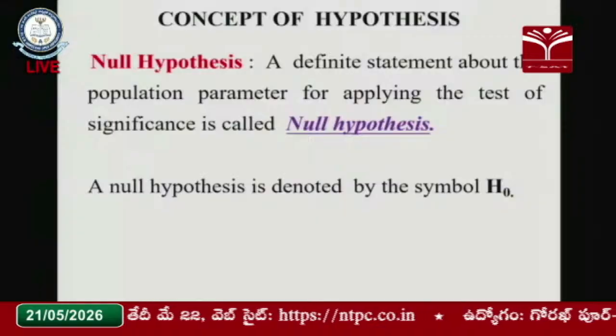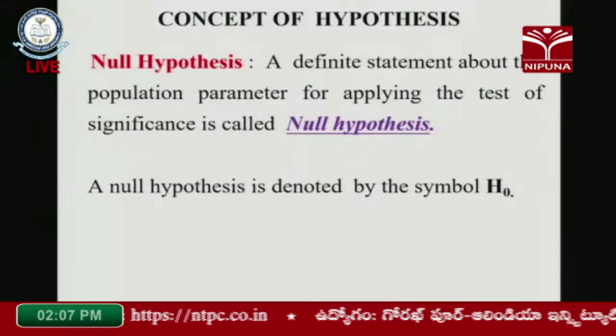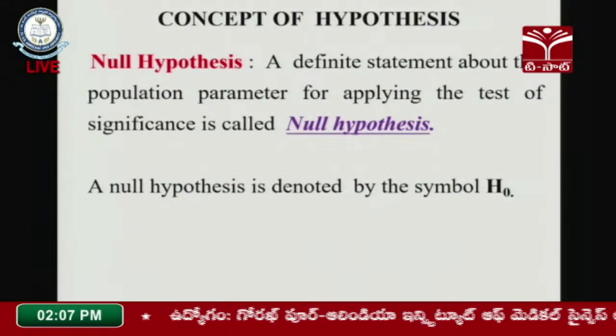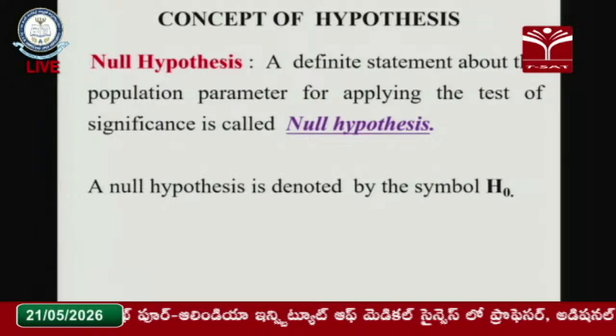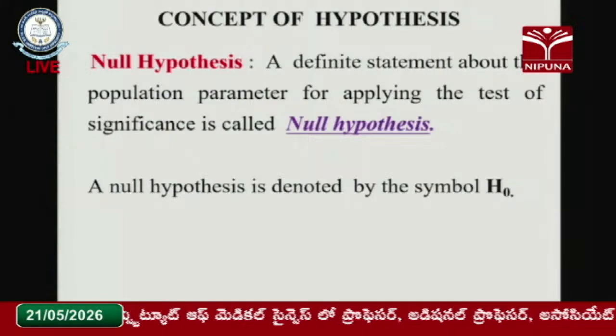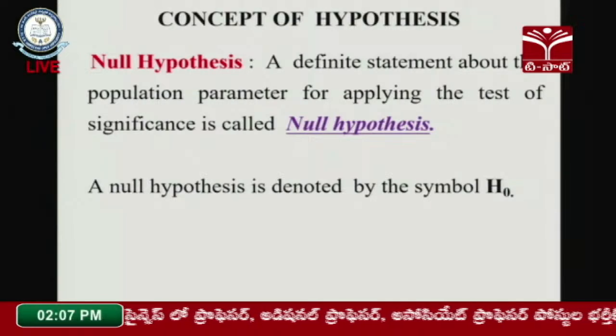So now, generally, the concept of hypothesis. Before discussing these previous concepts, now we discuss two important topics. One is the null hypothesis, another one is the alternative hypothesis. Null hypothesis means a definite statement about the population parameter for applying the test of significance. A null hypothesis is denoted by the symbol H0. So that means it is a simple statement about the parameter.